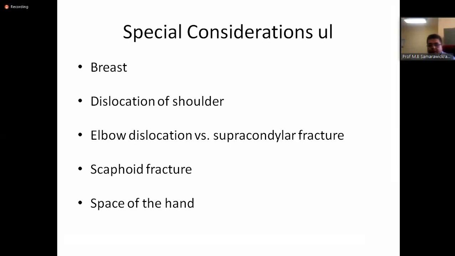So, special consideration of the upper limb and the breast: dislocation of the shoulder, elbow dislocation, supracondylar fracture. The important thing I have highlighted earlier is scaphoid fracture, then spaces of the hand. You have to know these things, right? And they are hand infections.